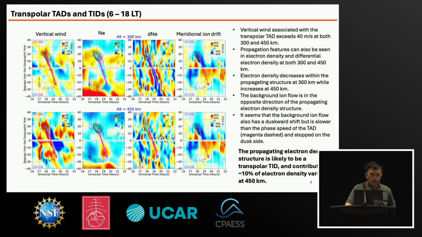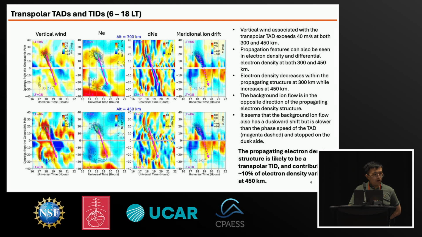As you can see, when a TAD propagates from the dayside to the night side due to Joule heating, there are also collocated disturbances in the electron density. This electron density reduces due to the transporter TADs at 300 kilometers. And if we do the typical standard techniques to derive the TIDs, we do a moving window to extract the long-term variations, we can actually see some propagating structures in these signatures.